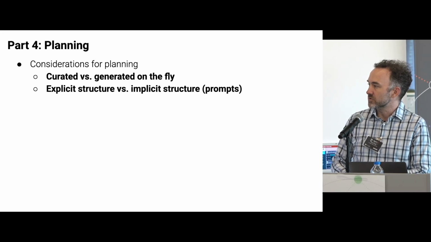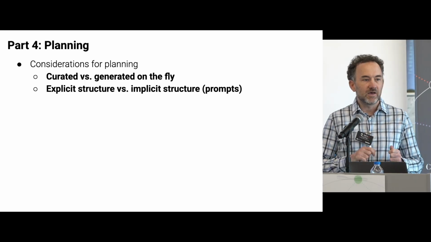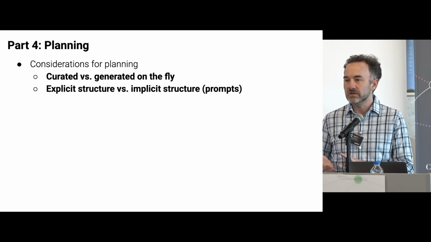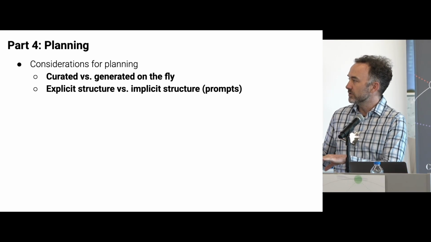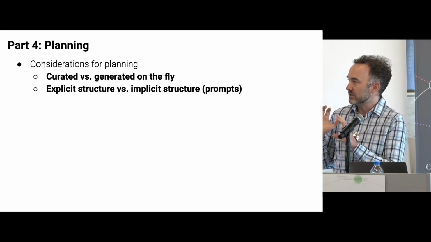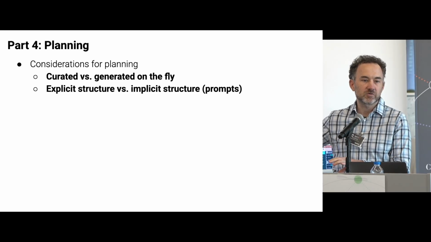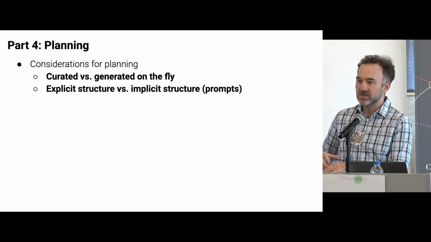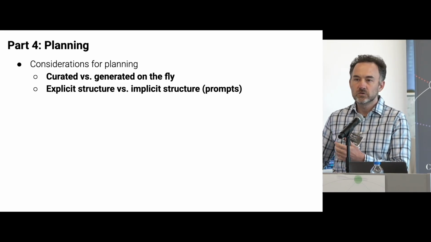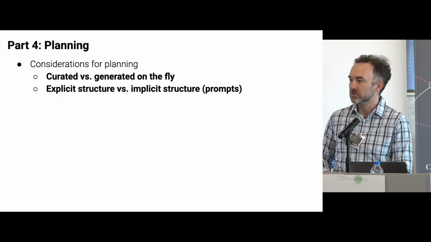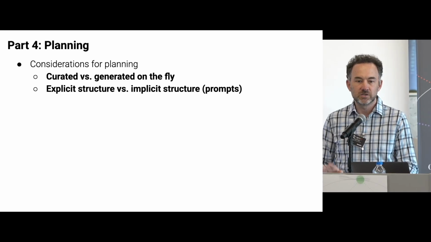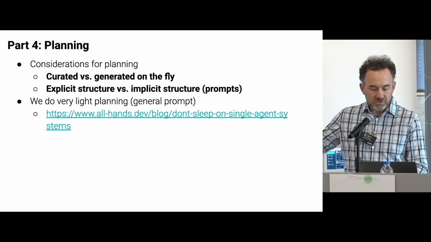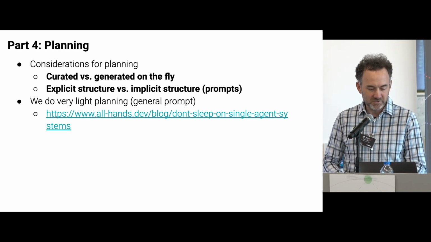Another thing is explicit structure versus implicit structure. You can have an agent dispatch to another agent. In the early days of our software project, we had a coding agent that would dispatch to a browser agent, and then the browser agent would go browse and report back. But we've recently switched back to having a single agent that can do a lot of different things, while structuring its behavior around prompts, because that makes it more flexible and able to deal with contingencies that weren't seen before. I actually have a blog post about this. It's called Don't Sleep on Single Agent Systems.